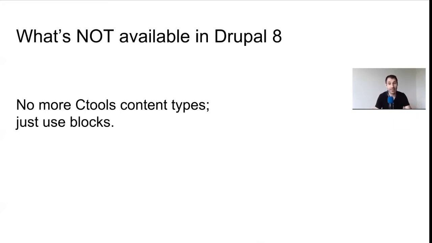And the best thing about panels is that it has utilized this. So just use blocks and that's it. So if you want to implement your own CTools content type, if you're thinking in Drupal 7 ways, just implement a block and drop it in and you're done. Plain and simple.